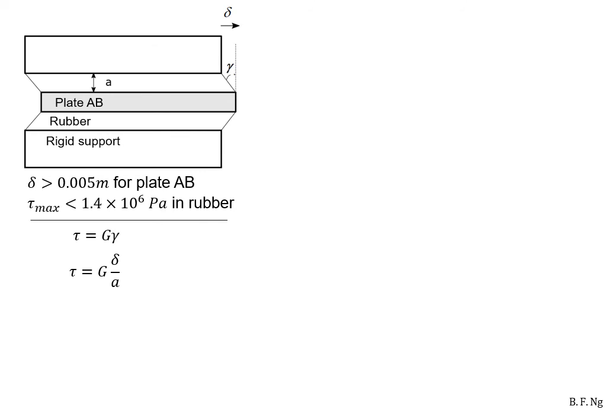Let us redraw the question here. Here we have the plate AB, the rubber, and the rigid support. The two criteria are such that the deflection of the center plate must be greater than 5 mm. The shear stress must be less than 1.4 megapascal. To solve this question, we'll need the equation for the shearing stress, which is tau equals G gamma.